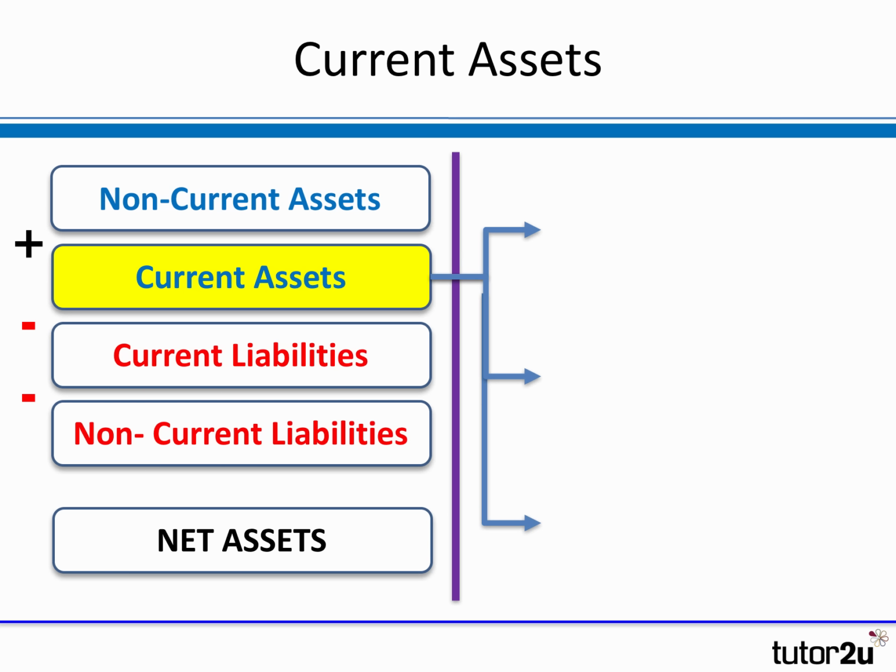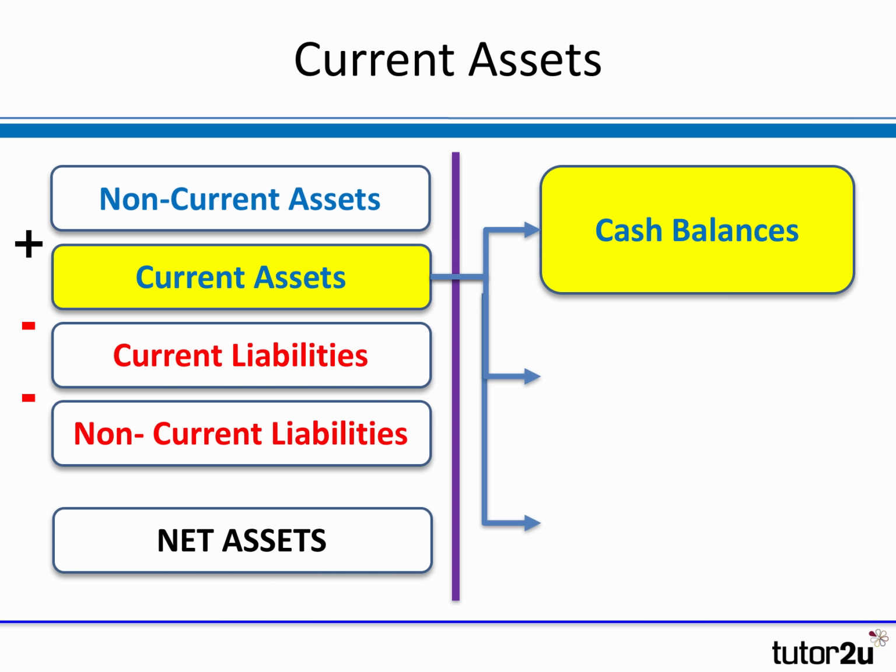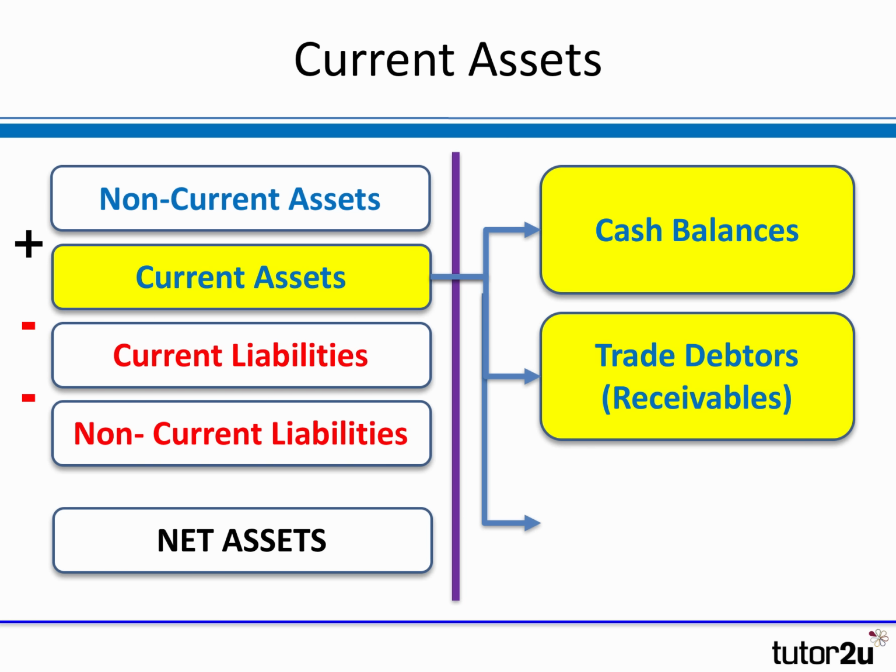Current assets you'll almost certainly come across if you've been looking at liquidity ratios or working capital. And the three main categories of current assets are firstly cash, of course, cash held in the bank or cash balances held in the business. Next, what are known as trade debtors, or you sometimes see this shown as trade receivables. What these are amounts owed to the business by customers who've been allowed to buy on credit.